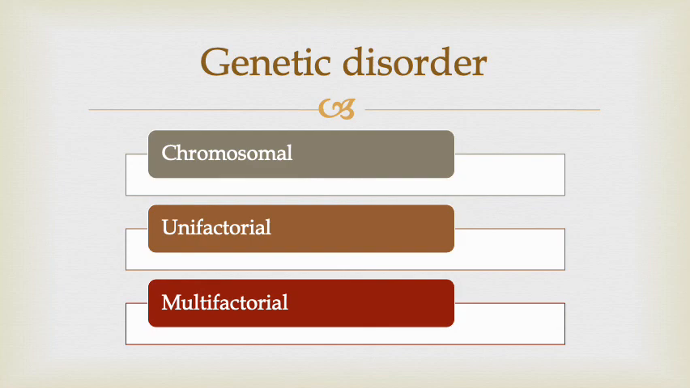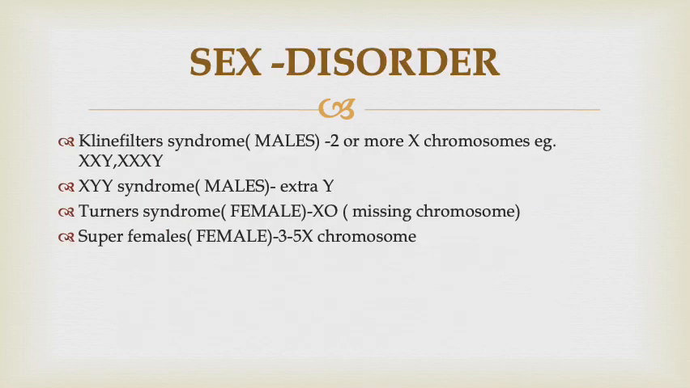Genetic disorders can be grouped into chromosomal, unifactorial, or multifactorial. Sex disorders, like the Klinefelter syndromes in males, where 2 or more X chromosomes are seen, example XXY or XXXY. XYY syndrome, also seen in males where you have an extra Y. Turner syndrome, which is seen in females, the XO composition where there is a missing chromosome. Superfemales are where you have 3 or 5 X chromosomes.